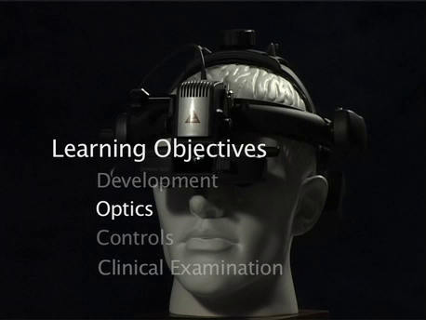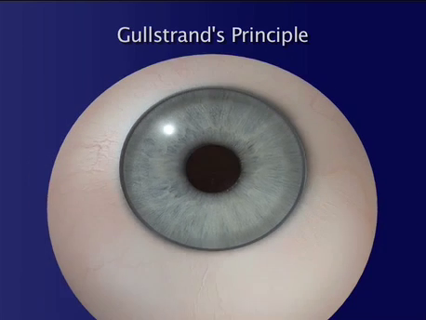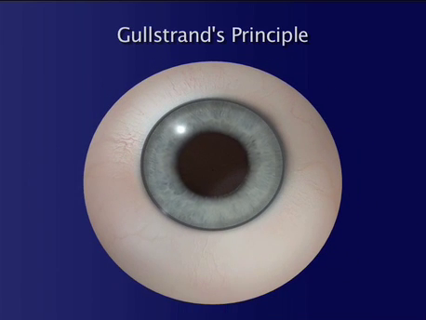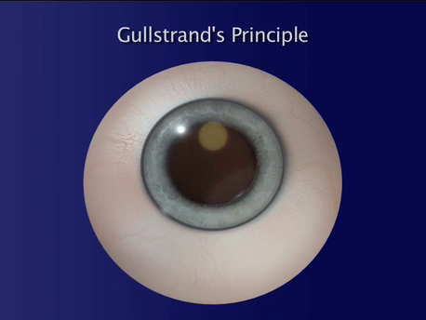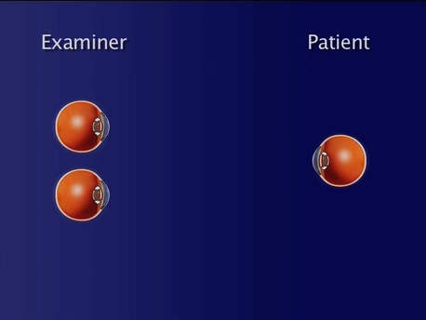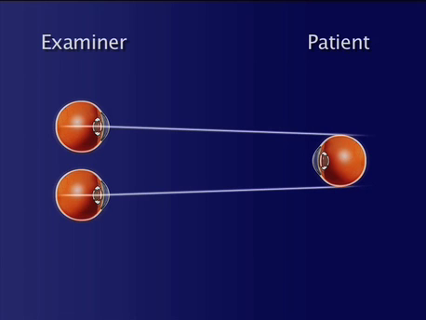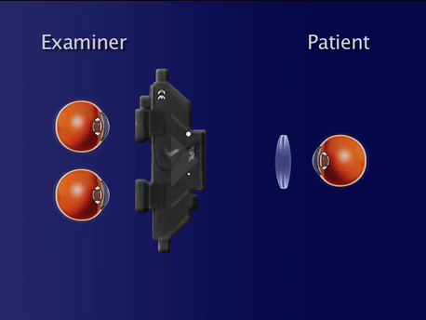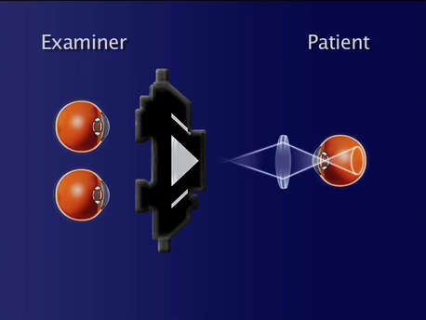The optics of the indirect adhere to Gullstrand's principle that involves 3 separate beams that all pass through the patient's pupil. These consist of 1 illumination beam and 2 separate viewing beams, 1 for each of the examiner's eyes. Because the examiner's eyes are further apart than the 2 viewing beams that exit the patient's pupil, the instrument incorporates a simple system of mirrors that widens their separation to match that of the examiner's pupils.